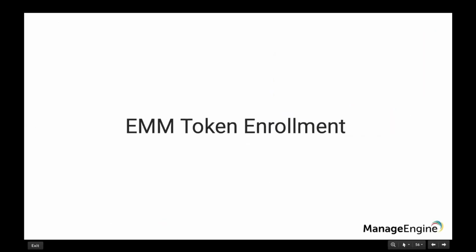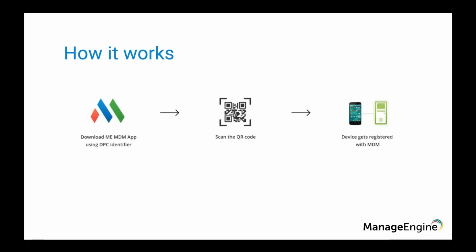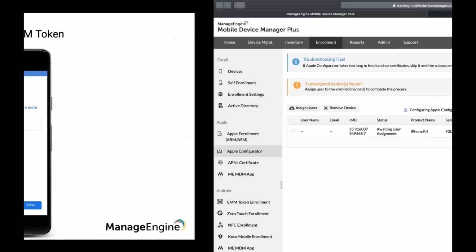And now for EMM token enrollment. Just like how we have seen in iOS, for Android, it would be the EMM token enrollment. So this is how it works. We provide a particular identifier, one that I would be showing right now, in the device, which would install the application. And using the application, if you scan the QR code, your devices would be registered with the MDM solution.